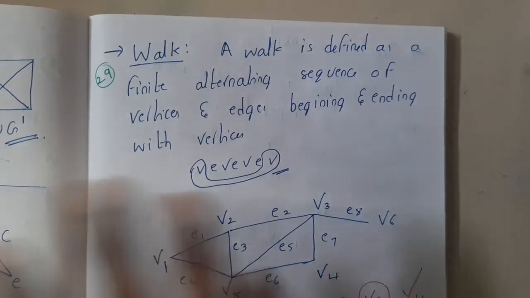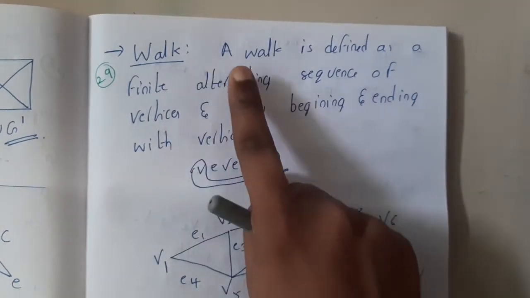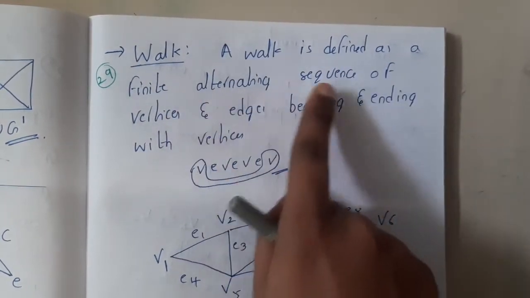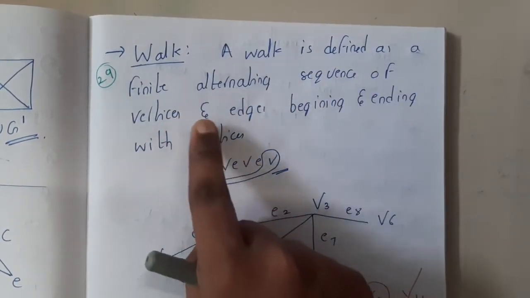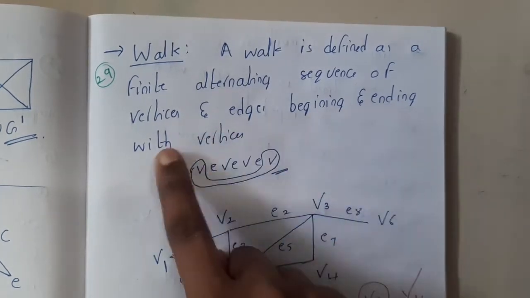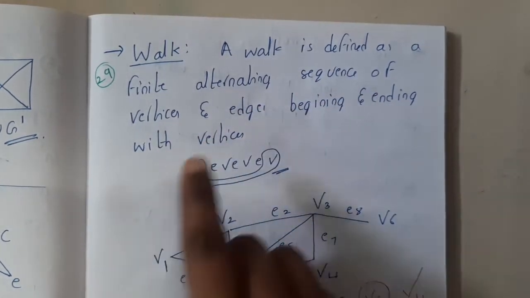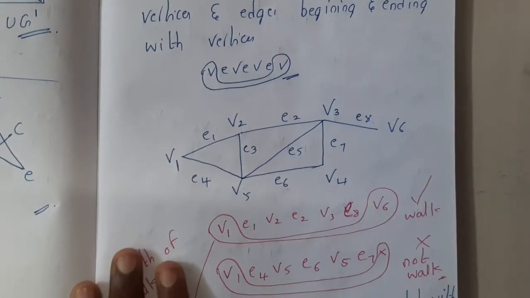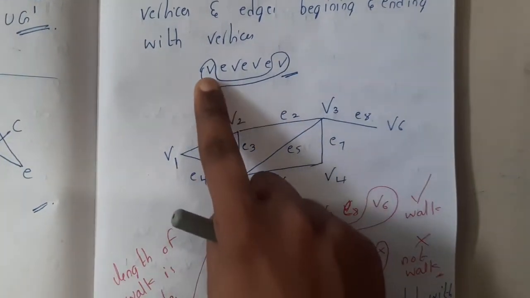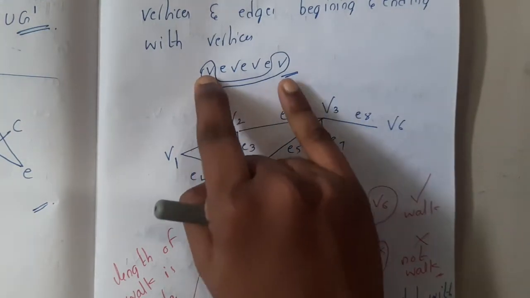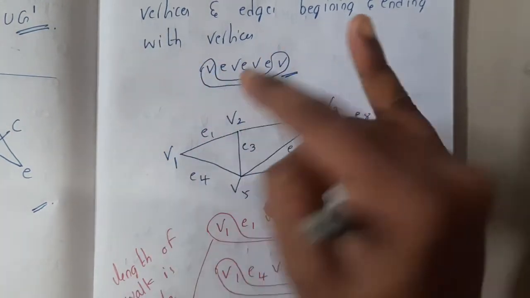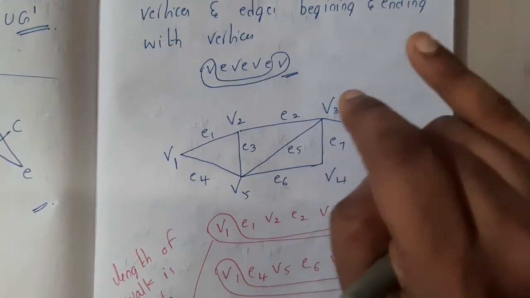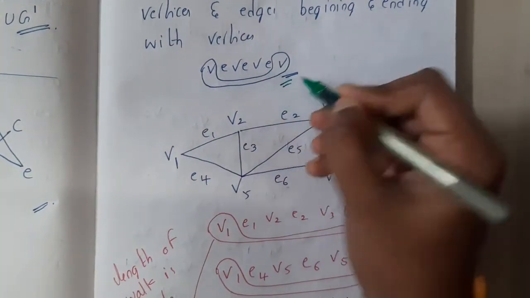So first of all, let us start. Walk. A walk is defined as a finite alternating sequence of vertices and edges beginning and ending with the same vertex. So it should start with a vertex, it should end with a vertex, and it should alternately move from vertex, edge, vertex, edge, vertex, edge, and end with a vertex. That is the concept of a walk.